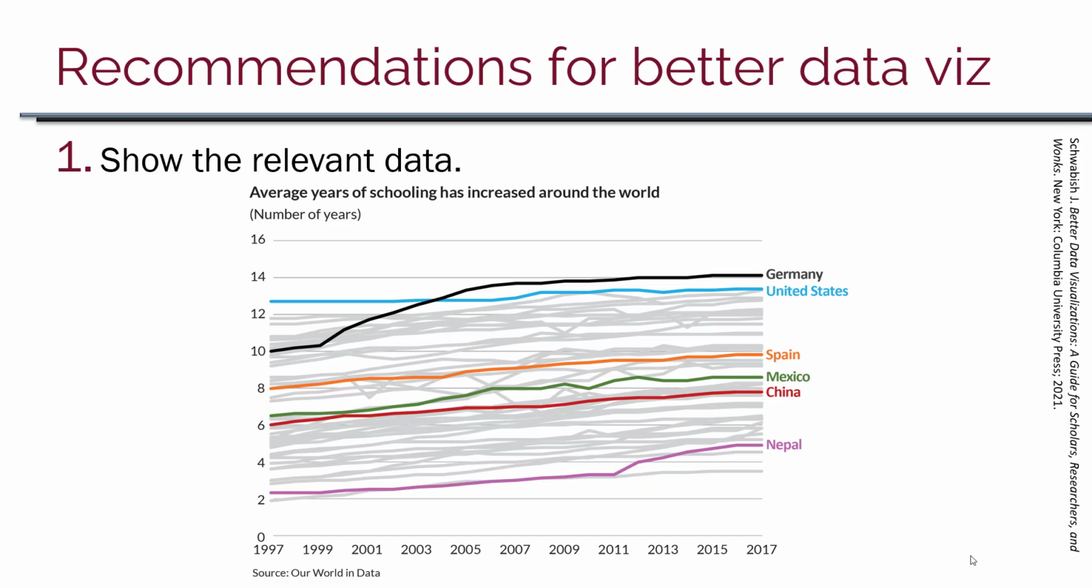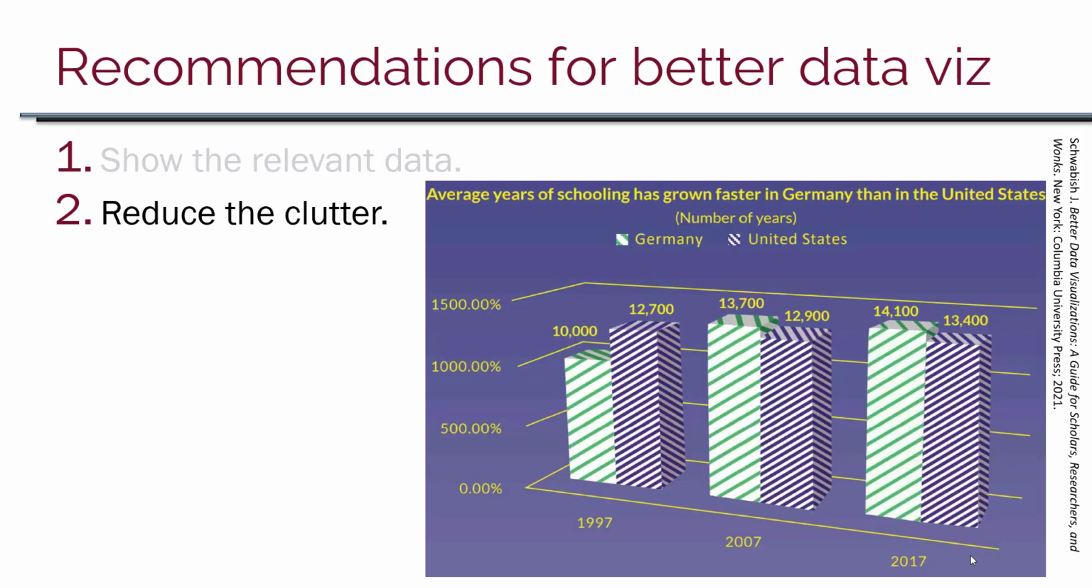Now, it's not as distracting, right? And you can say that, oh yeah, in our data set, we have data from all of the countries, or at least these countries that are here, but they're irrelevant to the presentation. So show the relevant data is the first principle. Principle number 2 is reduce the clutter.